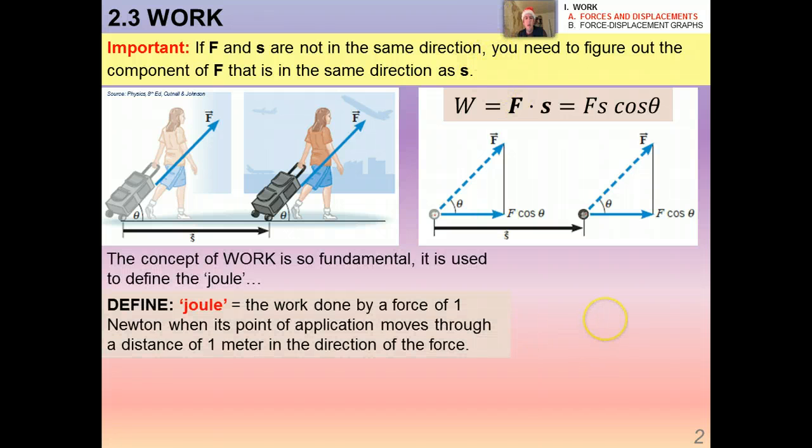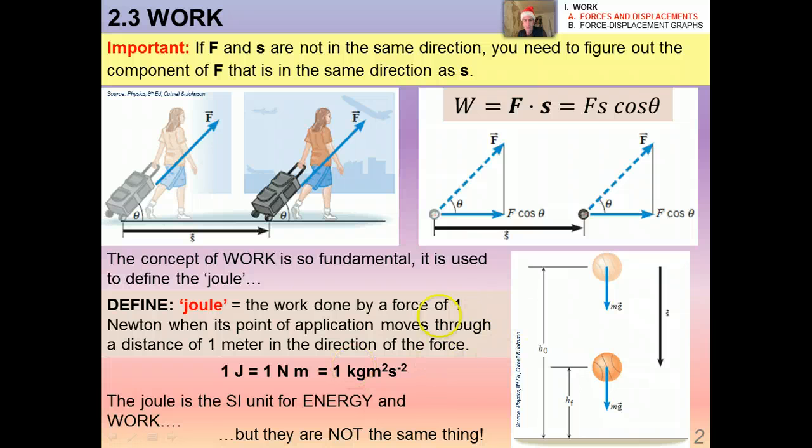Okay. Now the concept of work is so fundamental that it's basically used to define what a joule is, and a joule in physics is the work done by a force of 1 Newton when it moves through a distance of 1 meter in the direction of the force. So that means that 1 joule is 1 Newton meter, as I pointed out previously, or 1 kilogram meter squared per second squared. Okay? All right?